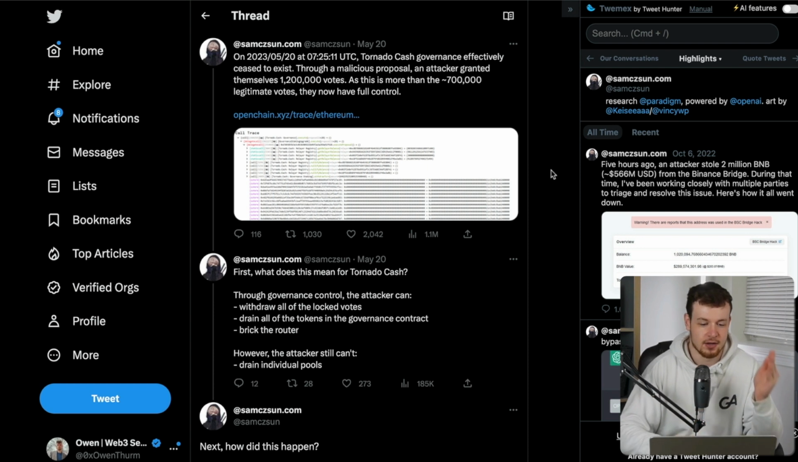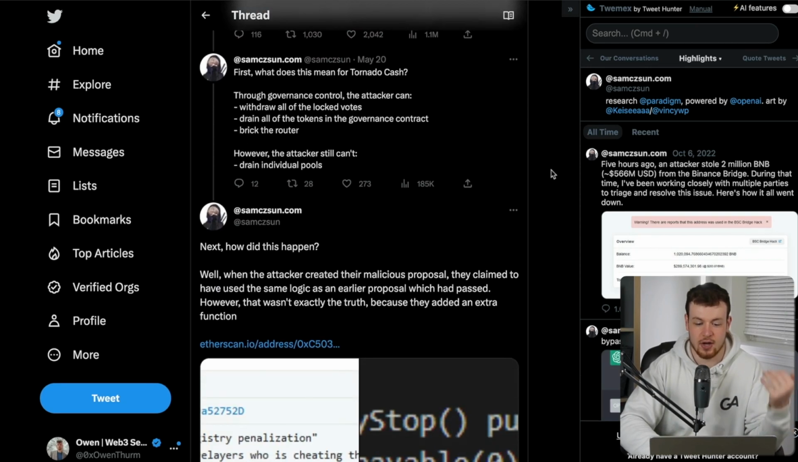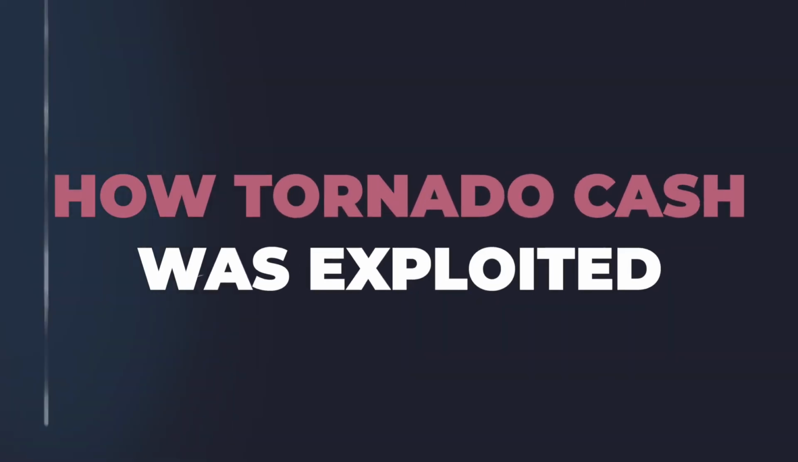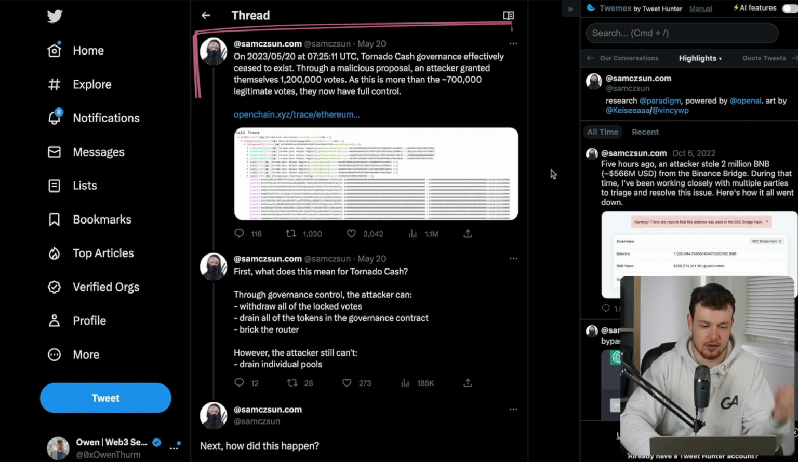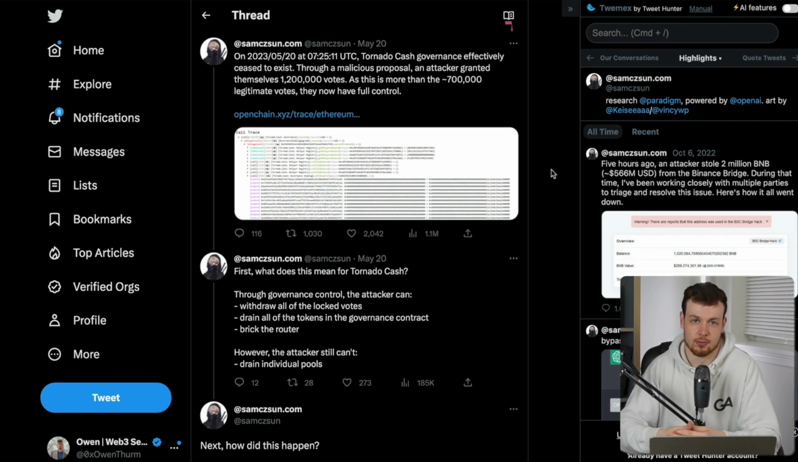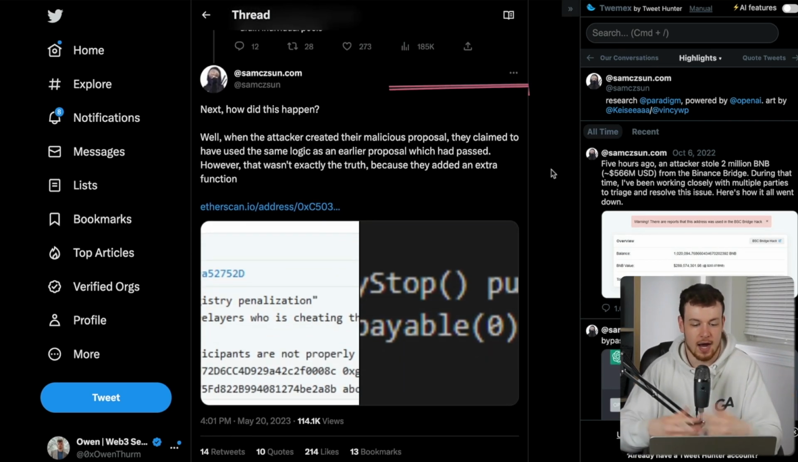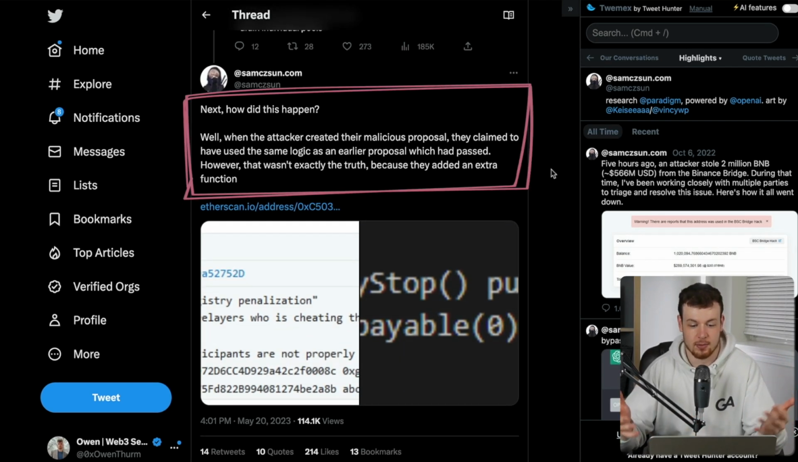So I have samczsun's tweet pulled up here, where he originally disclosed, I think he was the first person to basically show the details of this attack and exactly what the effects are and how it was actually played out. So effectively, like it says here, the attacker was able to grant themselves over 1 million votes and basically take over the entire governance system this way. And so how exactly did this get pulled off, and how was it actually implemented in the governance system?